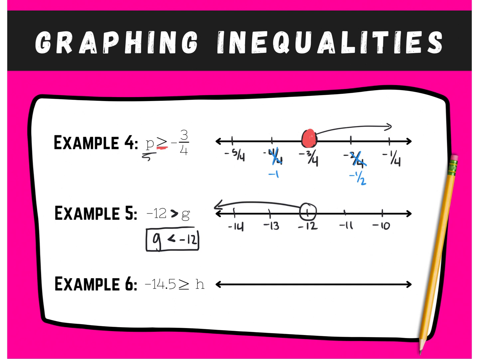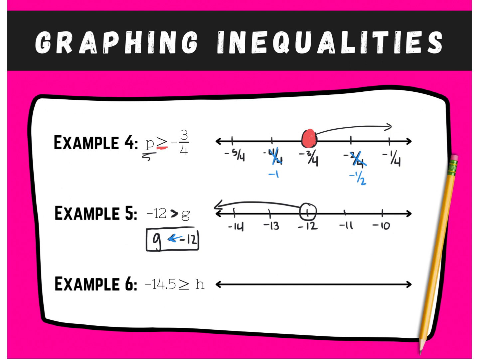Now, if you do that, the sign can actually be kind of a hint towards an arrow pointing to the left. So you can use that as kind of a hint for should my arrow on my graph go left or right, but only if your variable is first. So let's look at one more example of that. On example 6, I have -14.5 is greater than or equal to h.